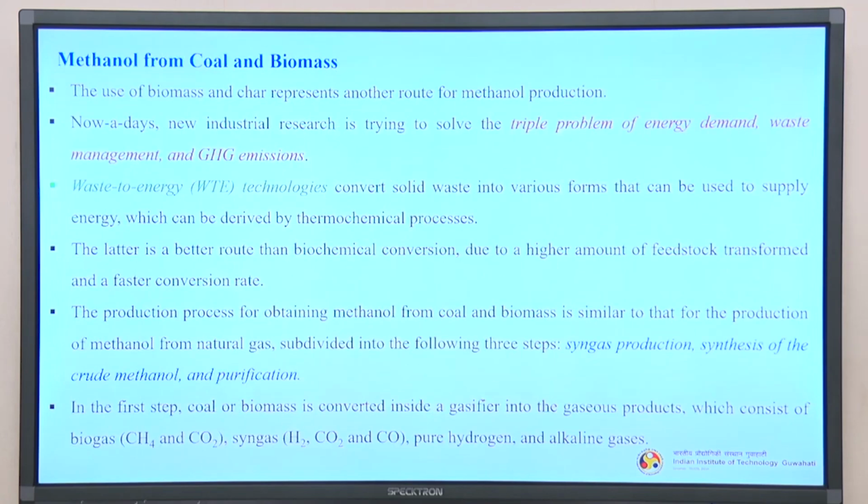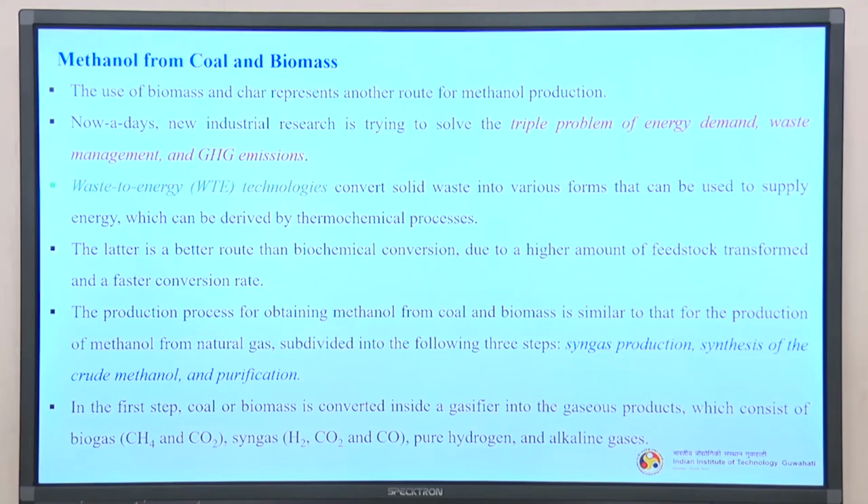So, the next and most important process is of course methanol from coal and biomass. The use of biomass and char represents another route for methanol production. Nowadays, new industrial research is trying to solve the triple problem of energy demand, waste management and greenhouse gas emissions. Waste to energy technologies convert solid waste into various forms that can be used to supply energy, which can be derived by thermochemical processes. The latter is a better route than biochemical conversion due to a higher amount of feedstock transfer and a faster conversion rate.